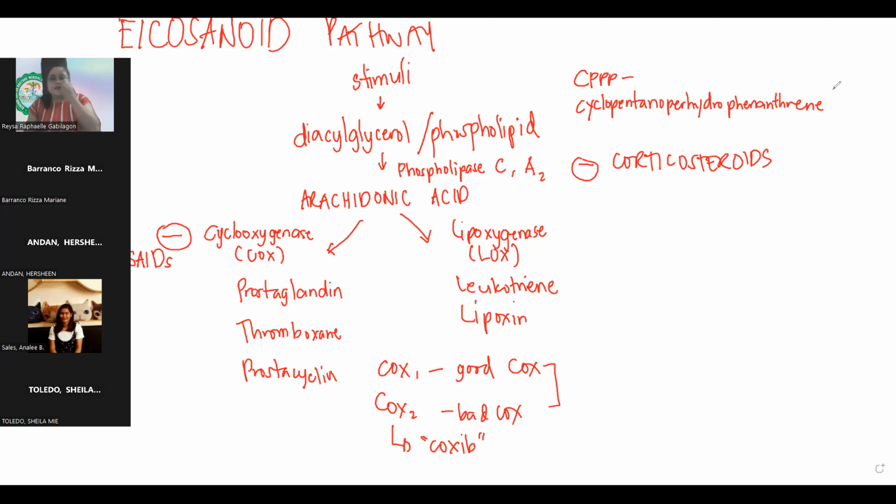Okay? So if you are asked, how do you know if a substance is a steroid? When you look at the chemical structure of the drug, it has to have the CPP nucleus, or the cyclopentanoperhydrophenanthrene. It looks like this. It's a 4-membered ring. Two benzene rings beside each other.